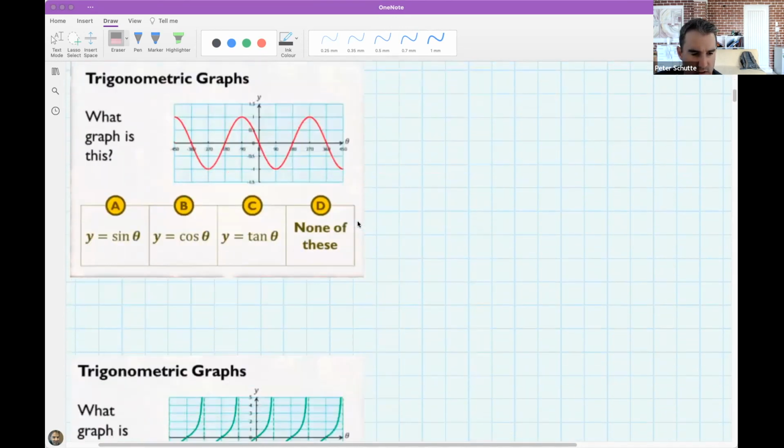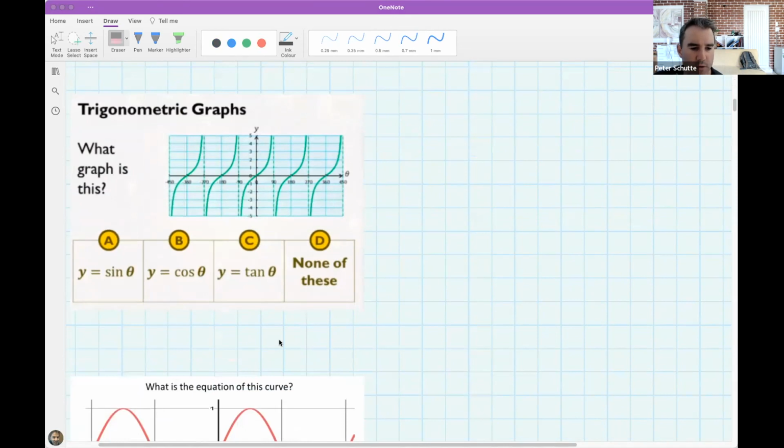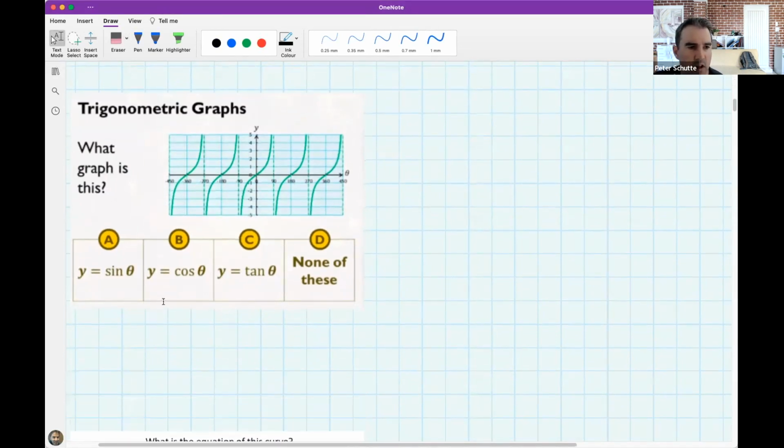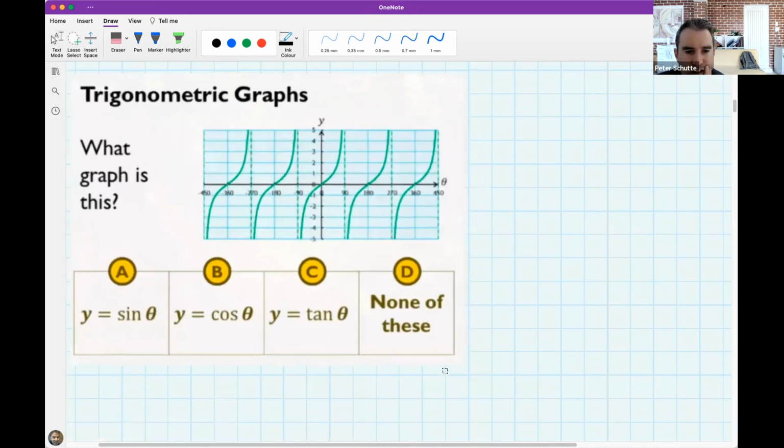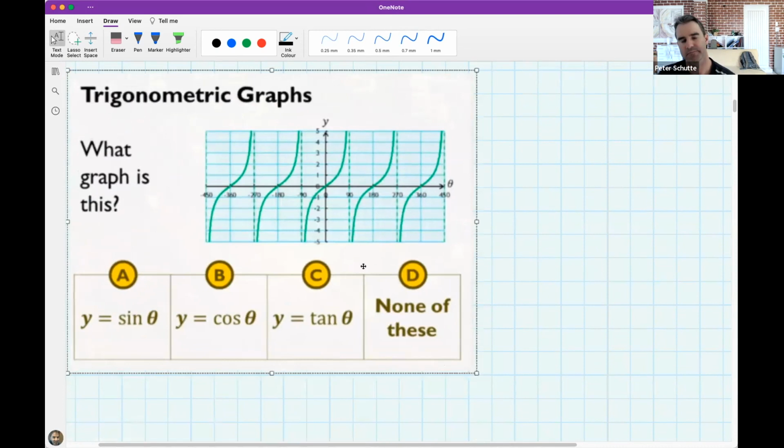Okay, let's not do that one. Let's do this one. Which graph is this one? So you'll see that there's a green line, and I want to know a bit more about these graphs also. Like there seems to be dotted lines on these graphs.